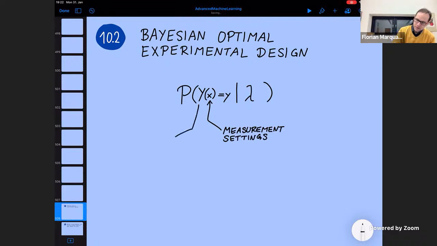Now, capital Y, I use as the random variable. Capital Y of X is the random variable that describes the measurement with settings X.